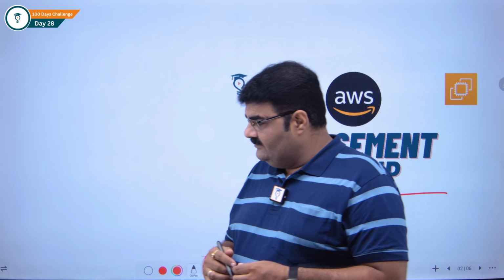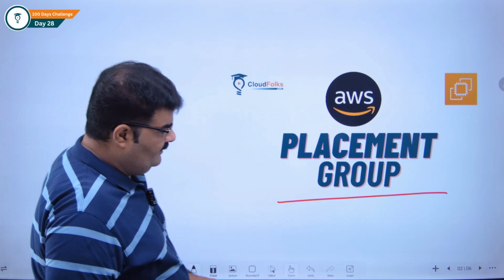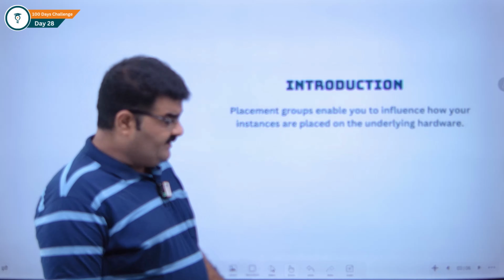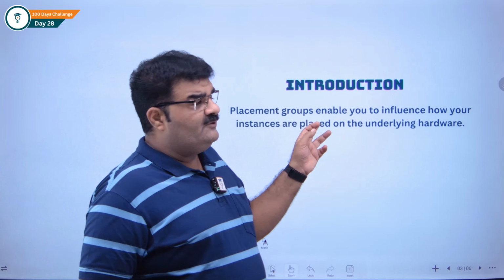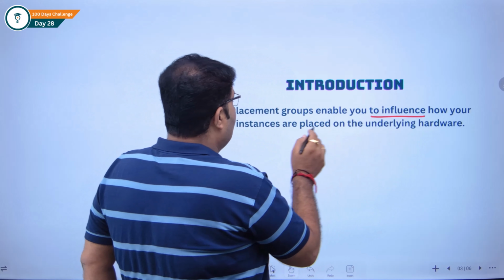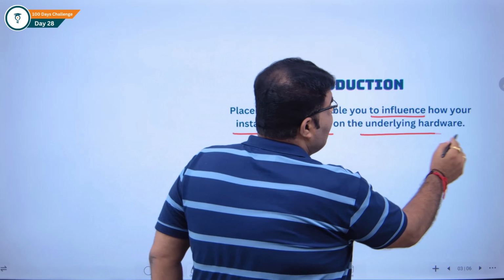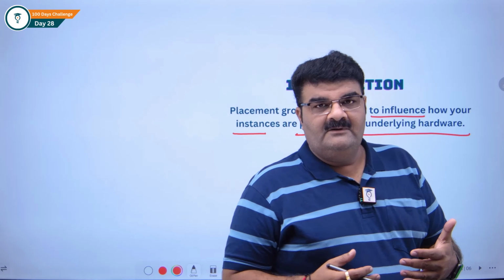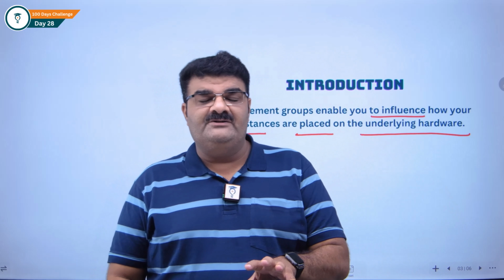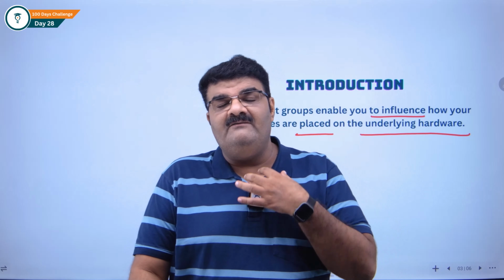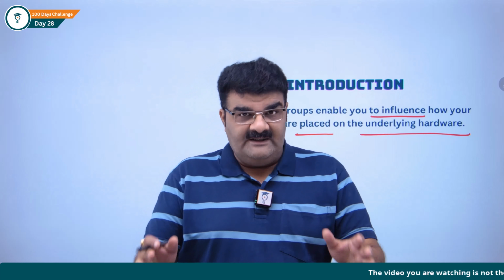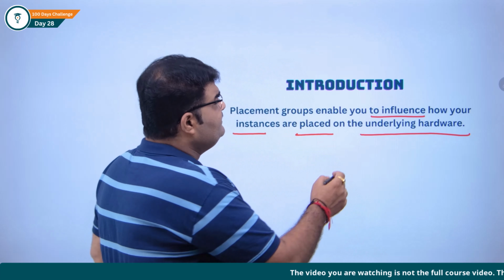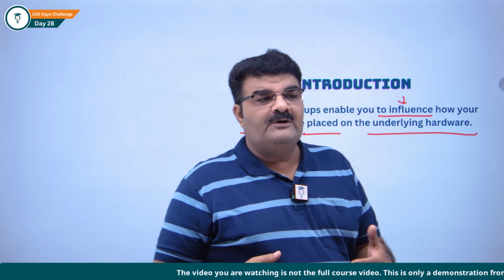Now, the first thing is, what is a placement group? The use case of the placement group is, placement groups enable you to influence how your instances are placed on the underlying hardware. As you know, when we are using AWS, we are not responsible for managing the underlying infrastructure. Yes, we can select the availability zone, but within this availability zone, how AWS will place our EC2 instance is totally dependent on AWS. But using a placement group, you can influence this particular decision of AWS according to your requirement.